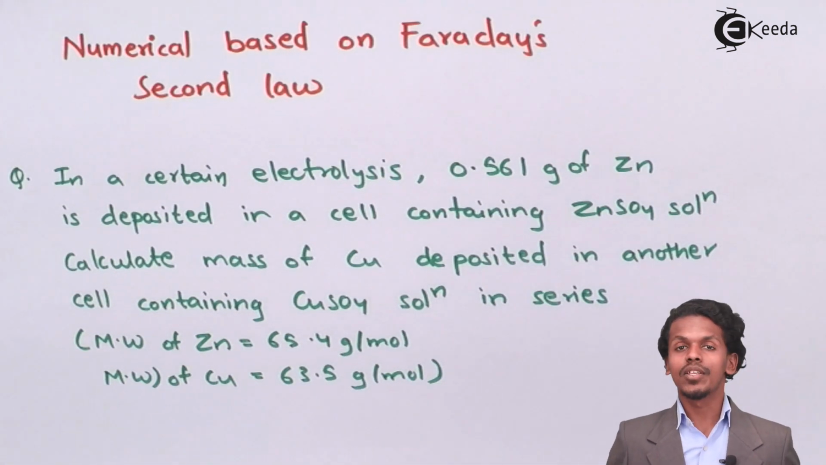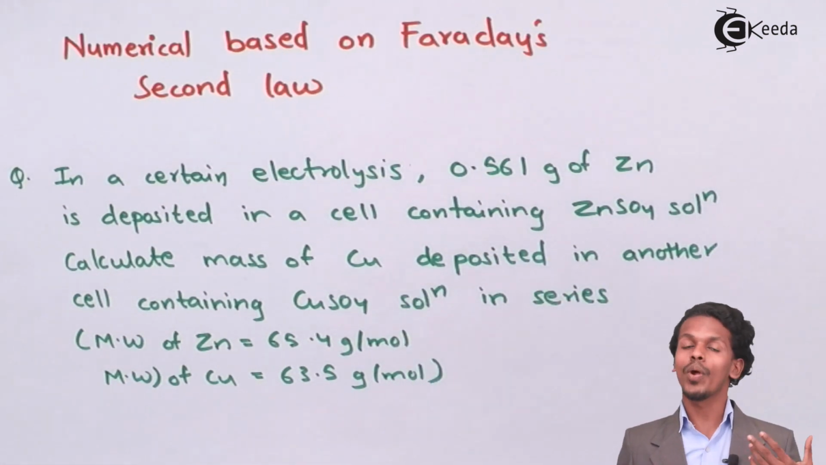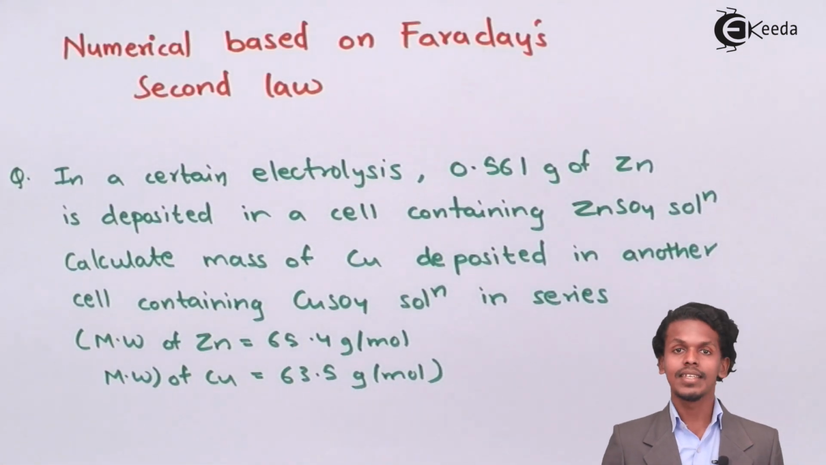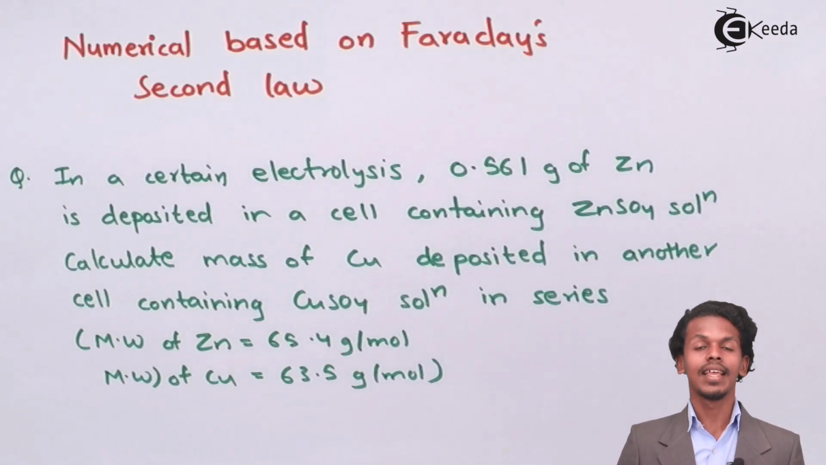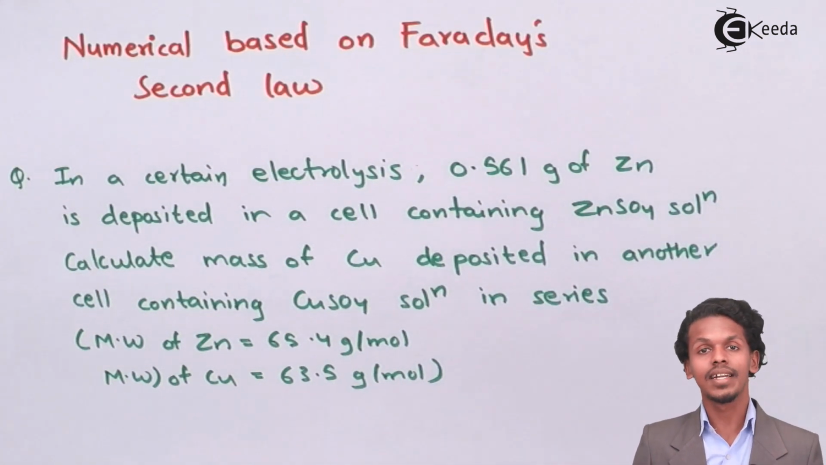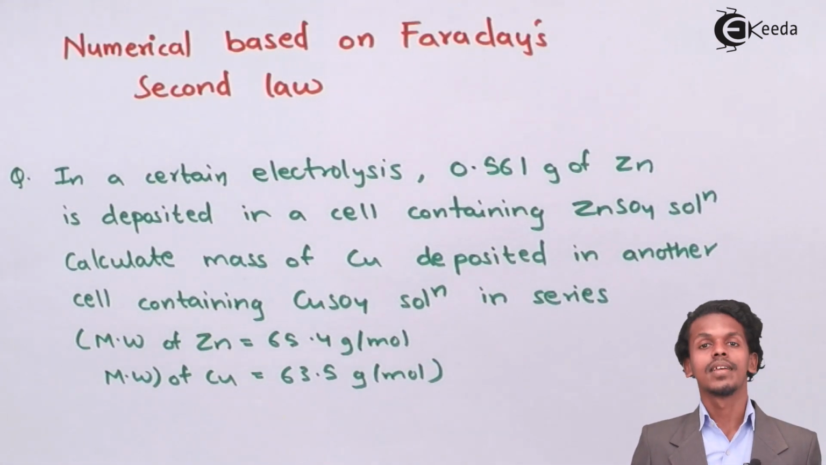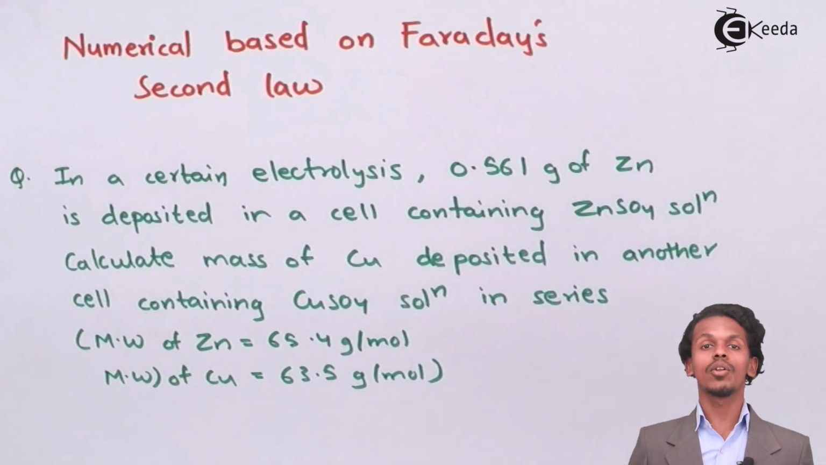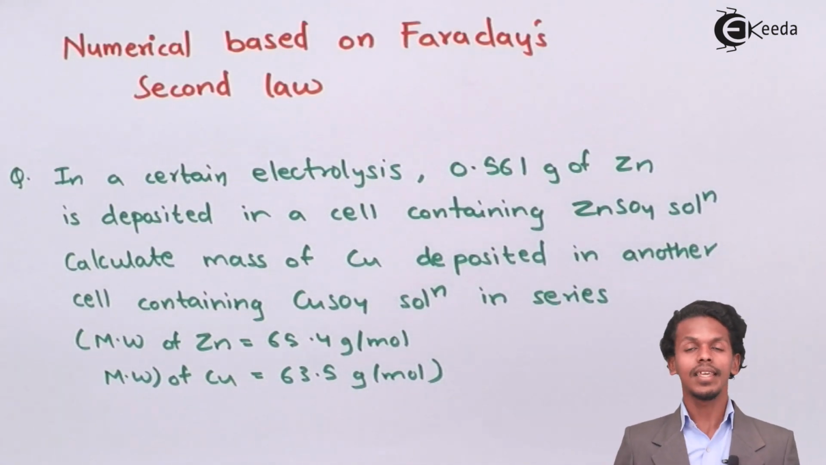So this is a numerical which is based on Faraday's second law, and since they have mentioned that the cells are connected in series, it is quite obvious that it is based on Faraday's second law, because Faraday's second law applies where both the cells or both the half cells are connected in series and the same amount of current is applied throughout the whole cell, and the weight deposited depends on the equivalent weight of the particular substance that is getting deposited on the particular electrode. So based on this, let us extract the data from the given question and see how we can find out the answer.